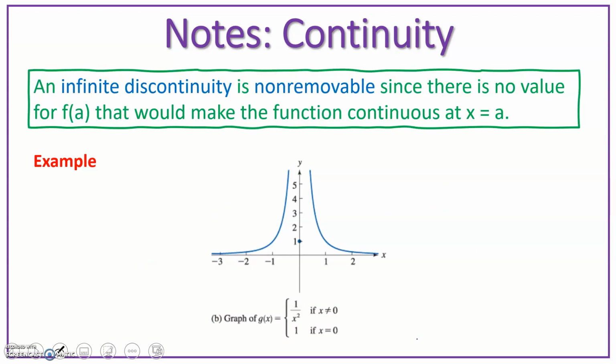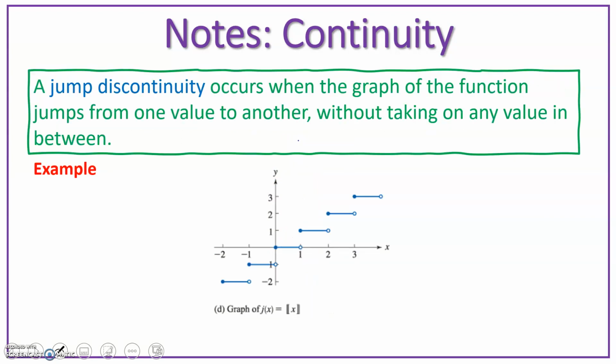Whereas here we have what is called an infinite discontinuity or a non-removable discontinuity. There's no value for f of a that would make this function continuous because the hole here is an asymptote and not a single point. Then we have what are called jump discontinuities. These occur when the graph of the function jumps from one value to the next without taking on any values in between. So you see here, like these stairs, these are all jump discontinuities, and these cannot be removed or filled.